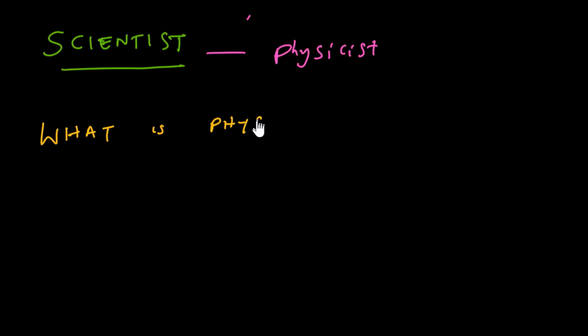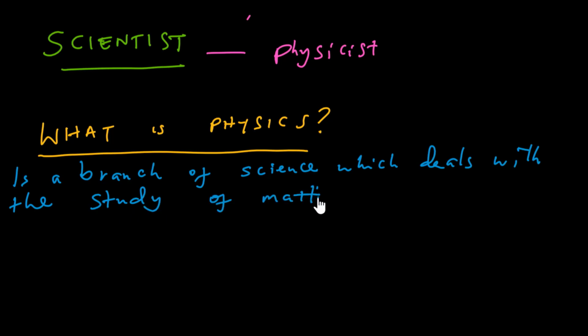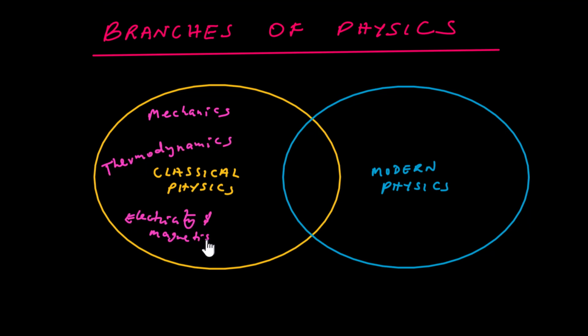In our last video, we looked at the definition of physics as a branch of science that deals with the study of matter in relation to energy. In this video, we are going to look at the various branches of physics and define them.